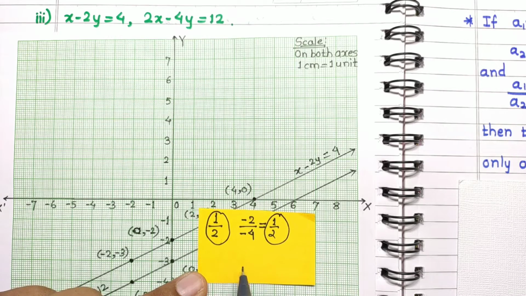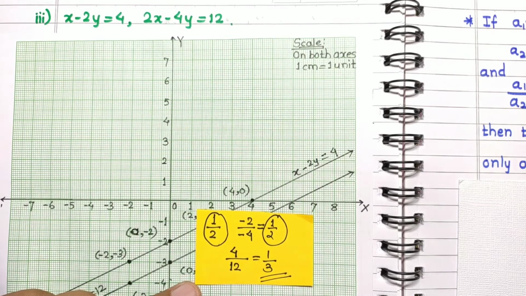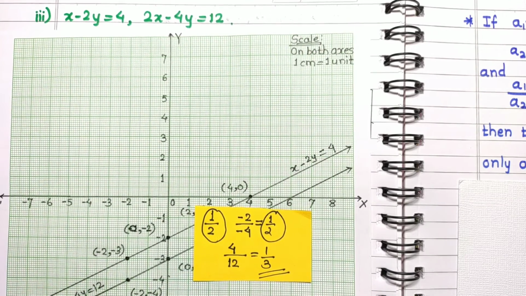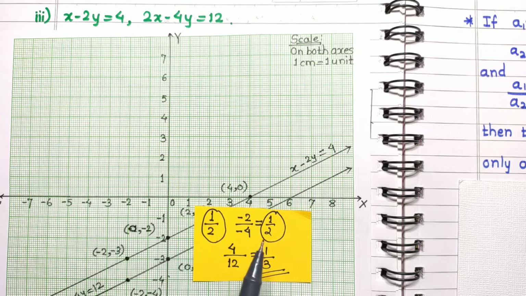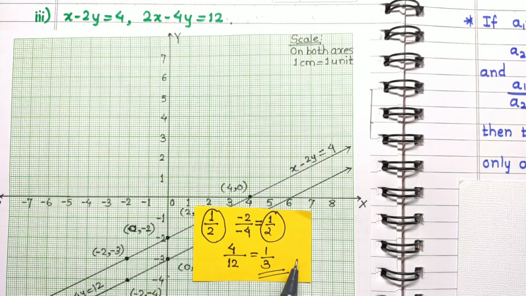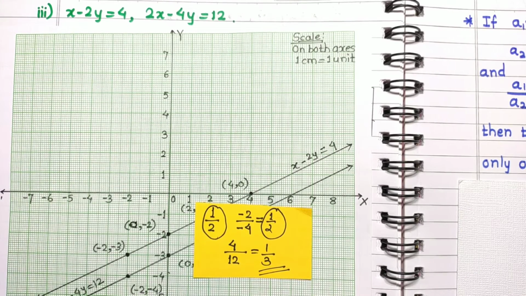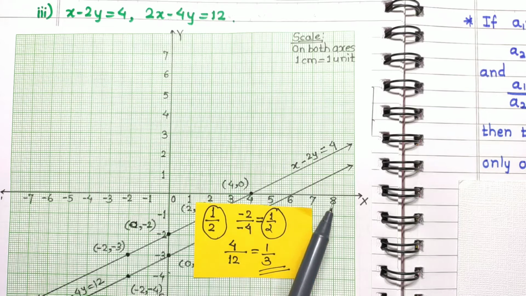Now let's see ratio of constants. In first equation constant is 4 and in second equation it is 12. So this ratio is 1 by 3. Note that this ratio is not equal to these two ratios. So here we observe that ratio of coefficients of x and ratio of coefficients of y are equal, but ratio of constants is not equal to those ratios. So let's see the condition that two linear equations represent parallel lines.